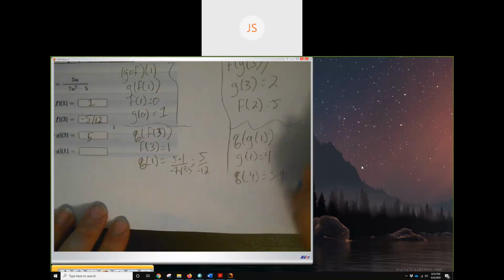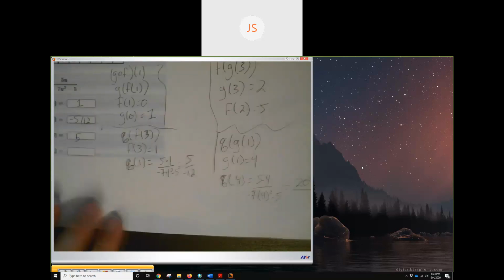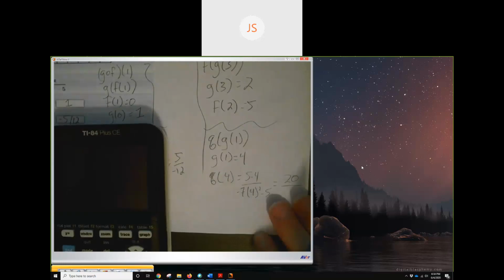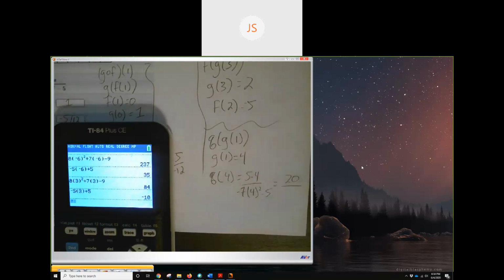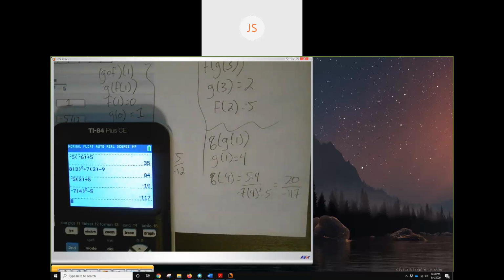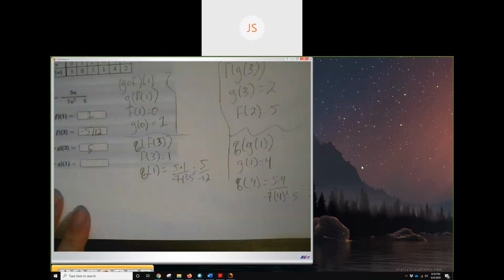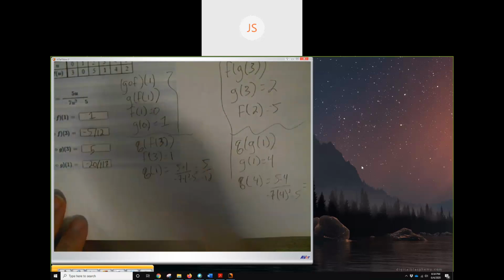So 5 times 4 over negative 7 times 4 squared minus 5. So 5 times 4 is 20. And then negative 7 times 4 squared minus 5 is negative 117. I'm like 98% sure that that's not going to reduce. But I'm going to do math enter enter anyway just to check, because remember, math enter enter will reduce a fraction. It does not reduce. So negative 20 over 117.